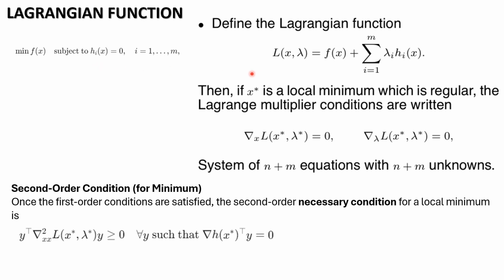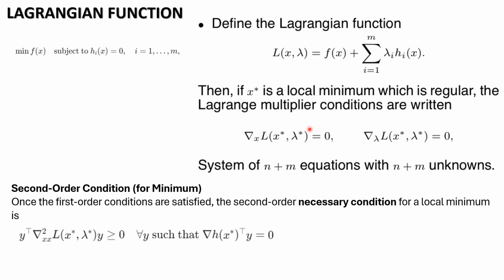And we define the Lagrangian as follows. Here, x from R^n, these are the decision variables, and lambda_i, these are the Lagrange multipliers, one per constraint, and h_i of x is the equality constraint function.